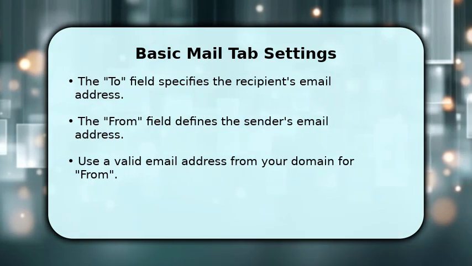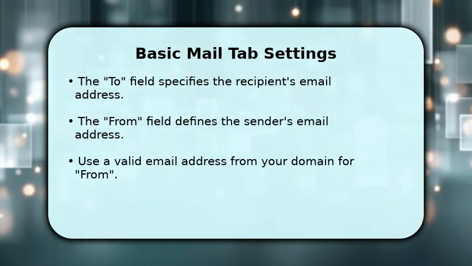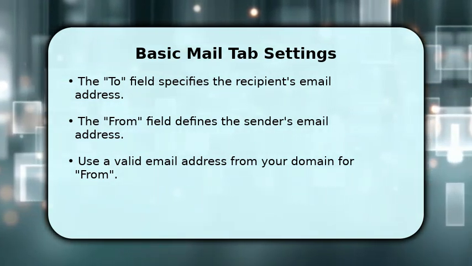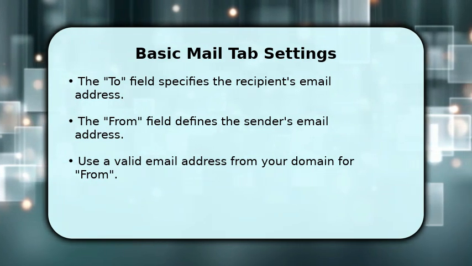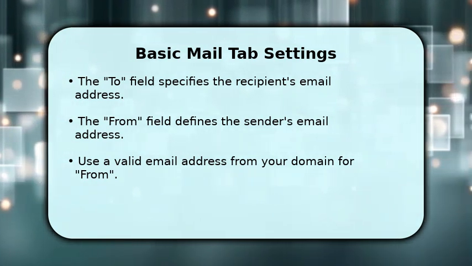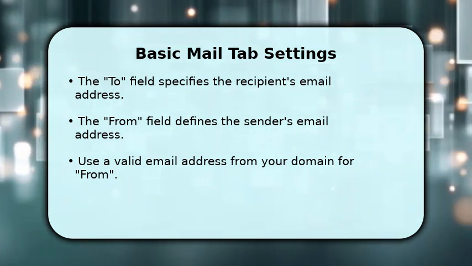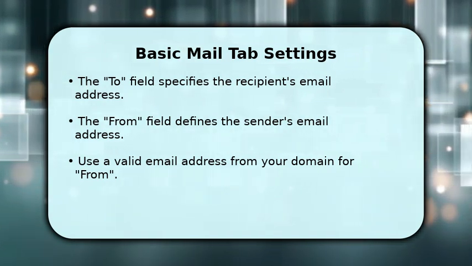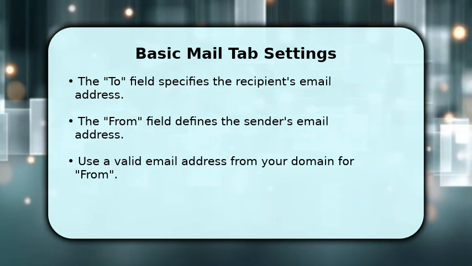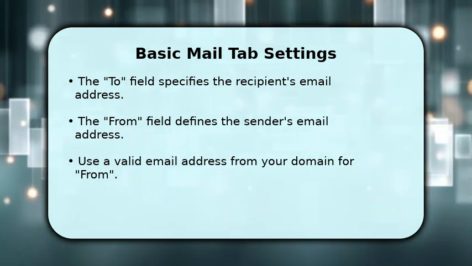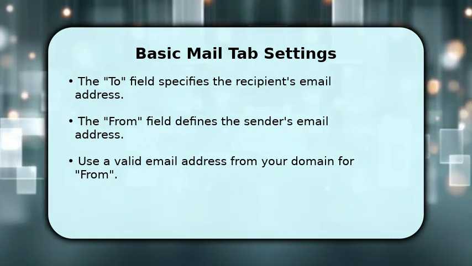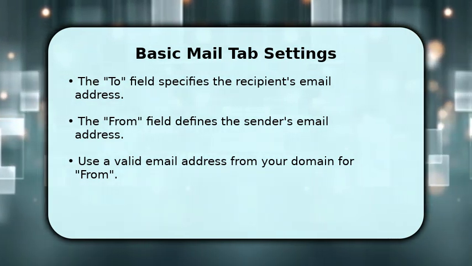Within the Mail tab, the first two essential fields are to and from. The to field is where you enter the email address that will receive the form submissions, typically your own. For the from field, it's best practice to use an email address associated with your website's domain, like wordpress@yourdomain.com, to ensure deliverability. Next, the subject line helps you quickly identify the purpose of the incoming email.